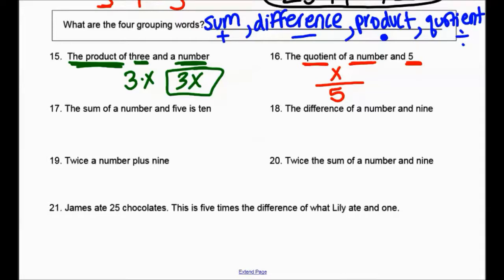All right, here we have the sum of a number and 5. So those are the two things that I am adding. We're adding a number and 5 because sum means addition. So I'm adding those two things. So again, with these grouping words, they tell you what you're doing afterwards. It's the sum of blank and blank. Sum means addition. It's the sum of a number and 5. So we're adding x and 5, and then is, so equals 10.